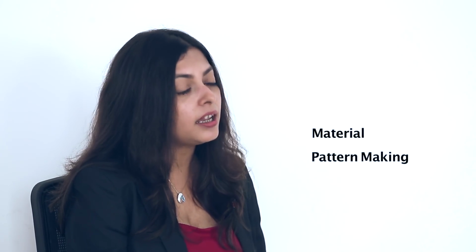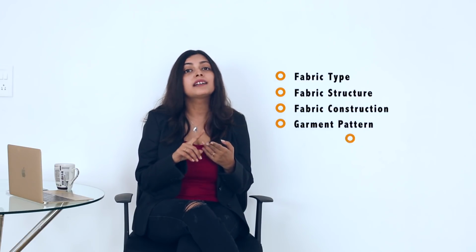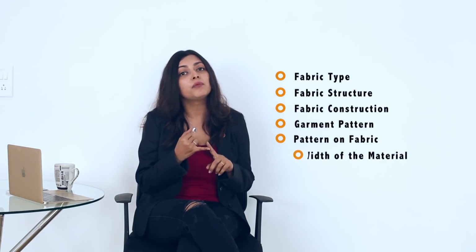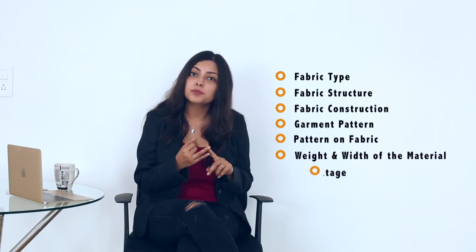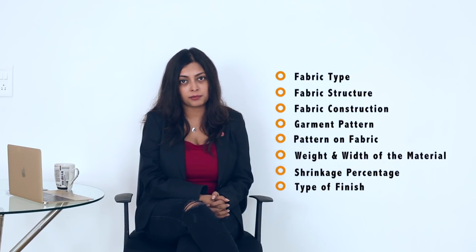There are certain guidelines that should be considered for the pre-production inspection process. Let us observe them in these categories: material, pattern making, and marker making. For material inspection, the major parameters that need to be observed are fabric type, fabric structure, fabric construction, garment pattern, the pattern on the fabric, the weight and width of the material, the shrinkage percentage, and the type of finishing which results in the hand feel of the garment.